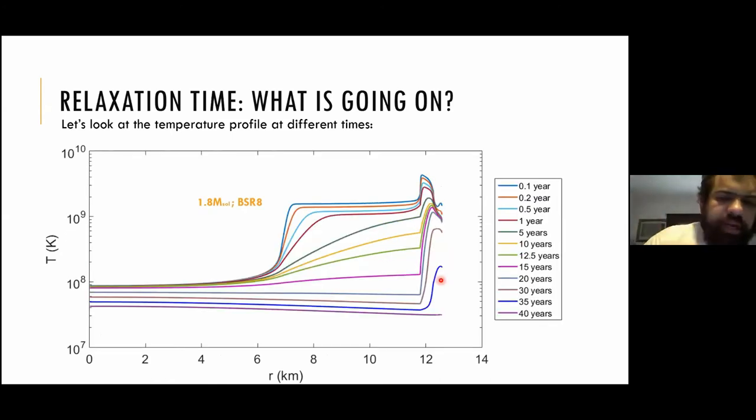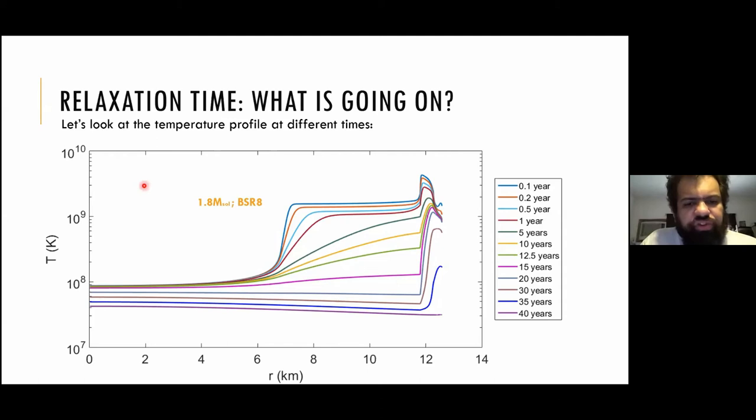Now let's skip to a high mass star. This is a 1.8 solar mass star. I'm going to show this side by side so you can see. For 1.8, you can see a very, very different behavior. This is 1.3, this is 1.8. See, at 0.1 year, you have a region in the core that's way colder than another region of the core that's hotter. Then you have the crust. So basically, we have three different regions.